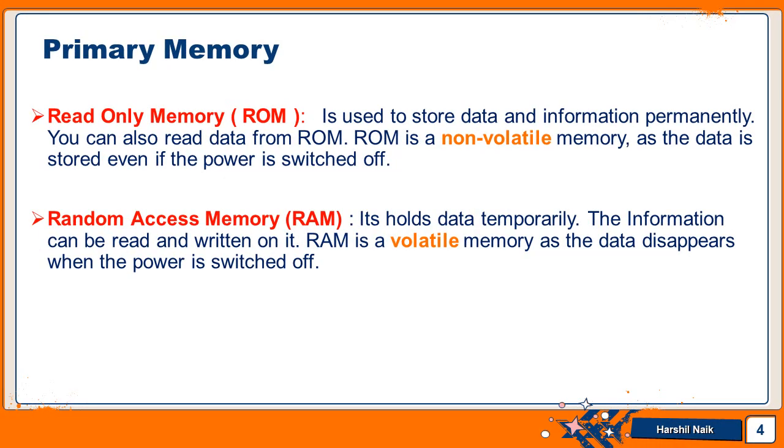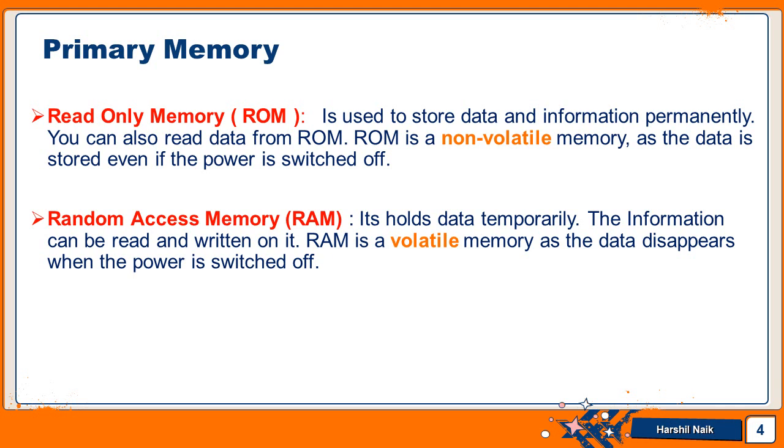Primary memory. Primary memory, also known as internal memory, is used to store the data and programs running in the computer. Primary memory is of two types, ROM and RAM. ROM is used to store data and information permanently. Programs are stored on ROM chips when a computer is manufactured. You can only read the information from ROM. ROM is a non-volatile memory as data is stored even if the power is switched off.